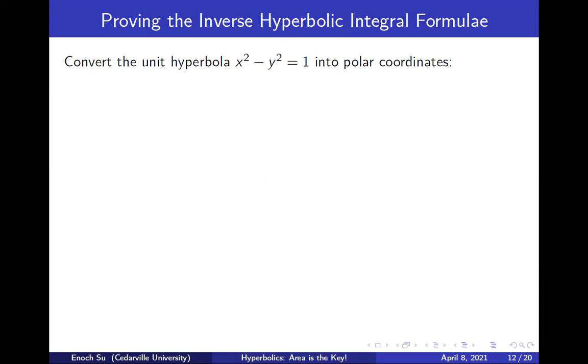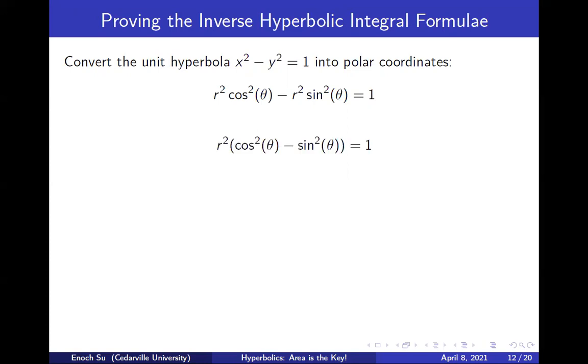Now we're going to move on and talk about the inverse hyperbolic trig integral formula. But before we get there, we are still going to be using area, but to make life easier for us, let's convert the unit hyperbola x squared minus y squared equals 1 into polar coordinates. So remember, from Cartesian to polar, the conversions are x equals r cosine theta, y equals r sine theta. And so we substitute that in and we get that.